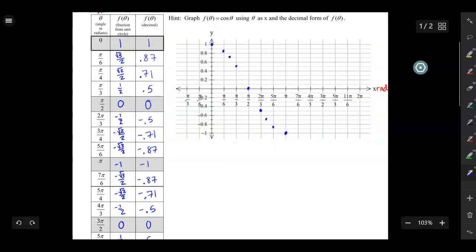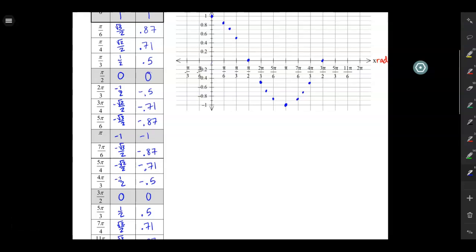And as I keep filling these in, I'm actually going to start seeing a pattern emerge here. At 7π/6, I'm back at -0.87. Right in between 7π/6 and 4π/3, I'm at -0.71. At 4π/3, I'm at -0.5. Let's make sure I put this in the right spot. And then at 3π/2, I'm at 0.